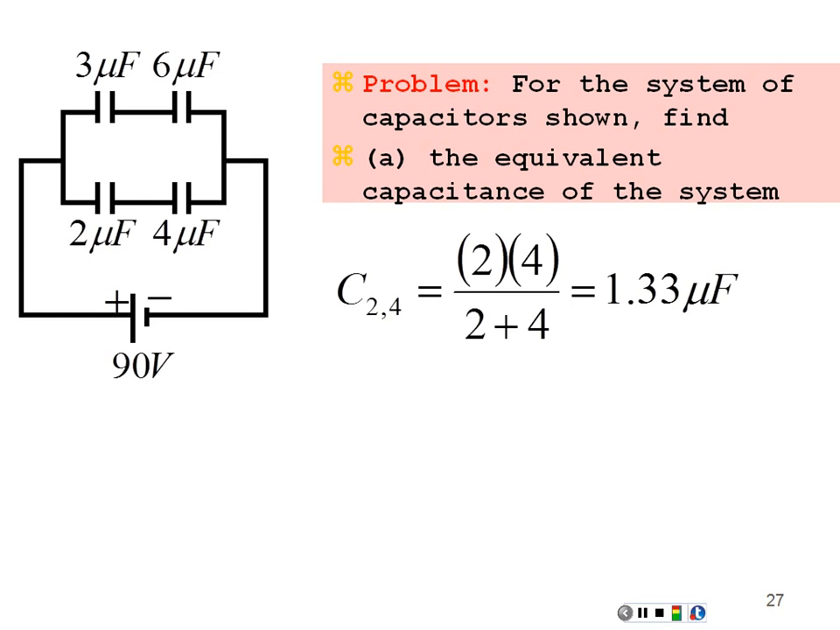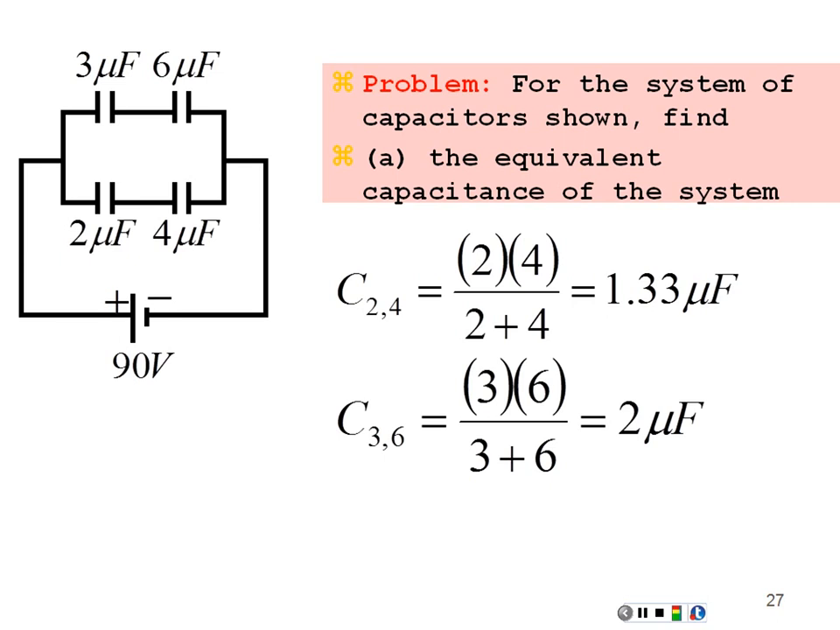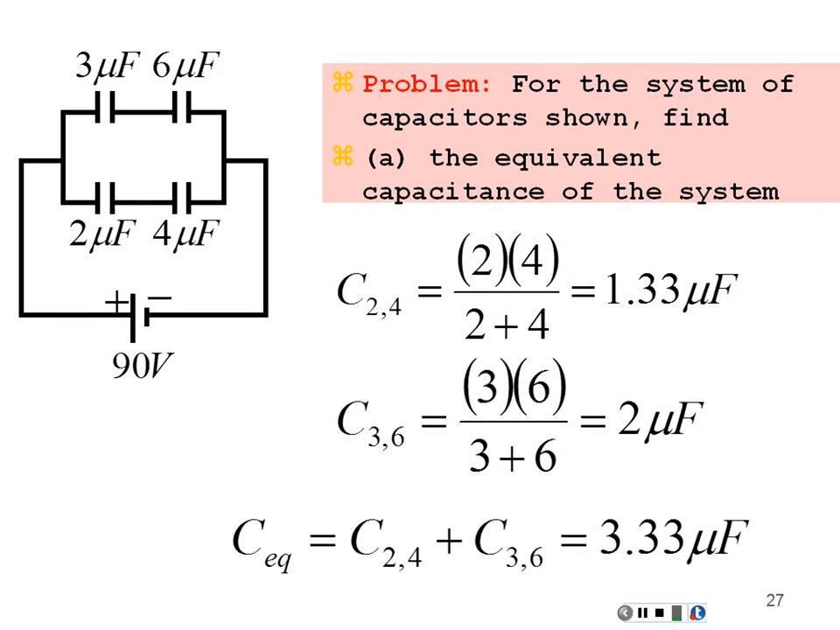8 divided by 6, or 1.33 microfarads. And for the 3 and 6, 3 times 6 over 3 plus 6. 18 divided by 9, or 2. And so as we replace those, then they would be in parallel. And now we have a 1.33 plus a 2, and that gives us 3.33 microfarads for the equivalent capacitance of that network.